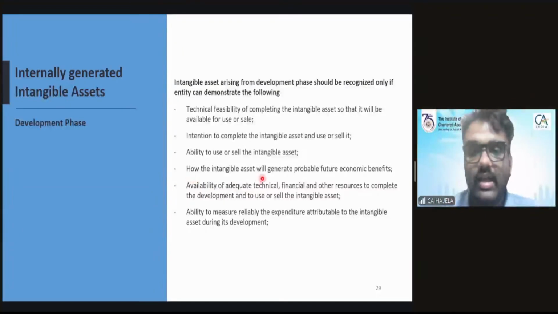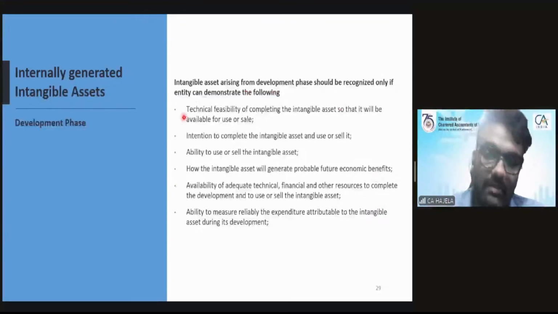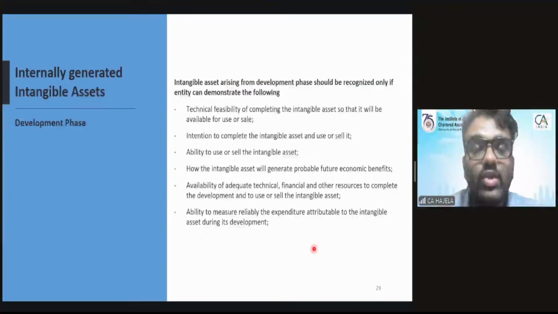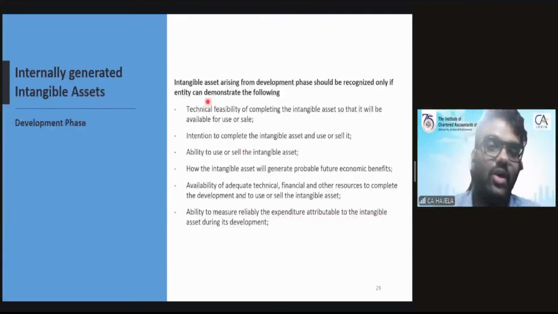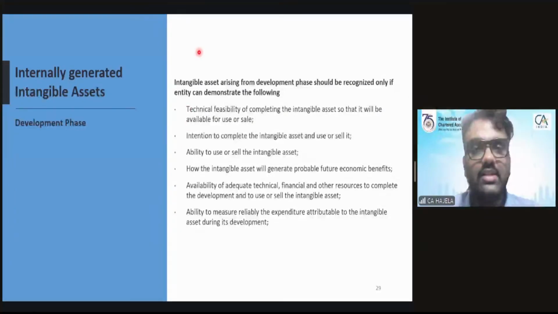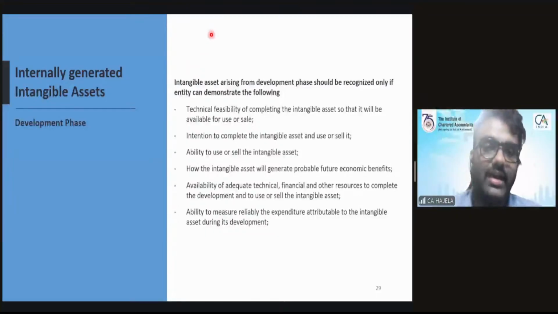Can't capitalize. It has to have technical, financial, other resources so that it can be developed and sold in the market. And of course, सबके बावजूद, in spite of all these things being present, what is the value? किस amount पे recognize करूंगा? 10, 100, 1000, lakh, crore, what? That is reliably measured, ability to measure reliably the expenditure. All these points when put together are in place, only then can we say that the cost of development, internal development of an asset can be capitalized as an intangible asset.